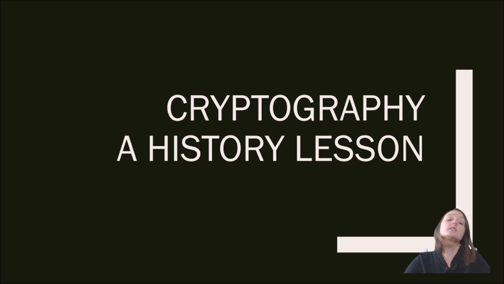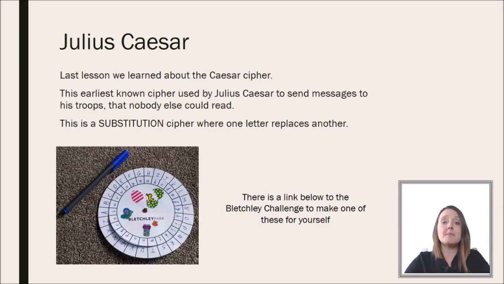So let's start off with a history lesson. Well, many years ago, in the time of Julius Caesar, cryptography existed. We learnt about his Caesar cipher in the last lesson. He used it to send messages to his troops on the front line. Okay? This way, by using a cipher, it meant that nobody else could intercept the message.